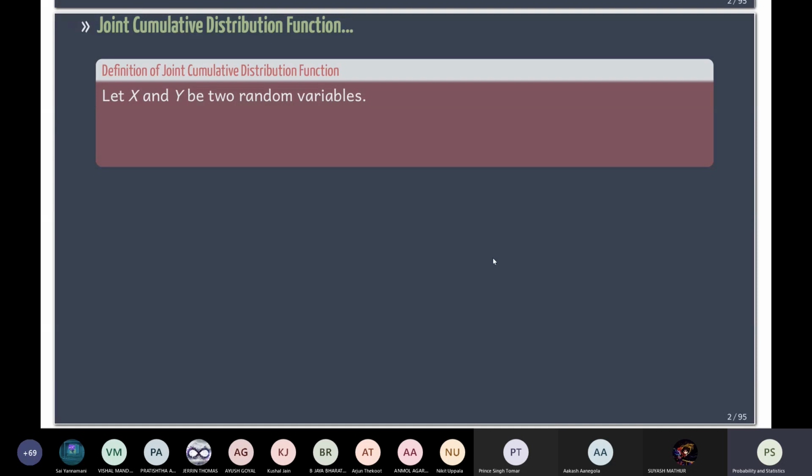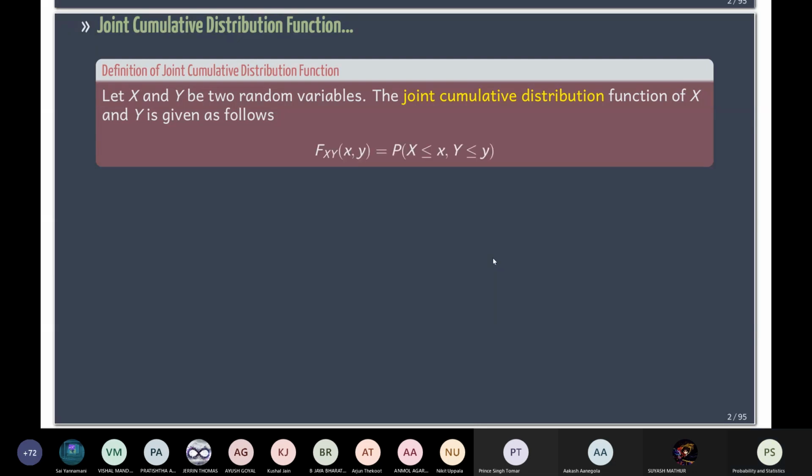So the joint CDF of... by the way, we are doing multiple random variables. Right now we are restricted to 2, but at some point we will do even more than 2 random variables. Okay, so the joint CDF of X and Y is given as follows. These are the natural extension of the CDF that we know from the single random variable case. It's just that now we have 2 parameters here.